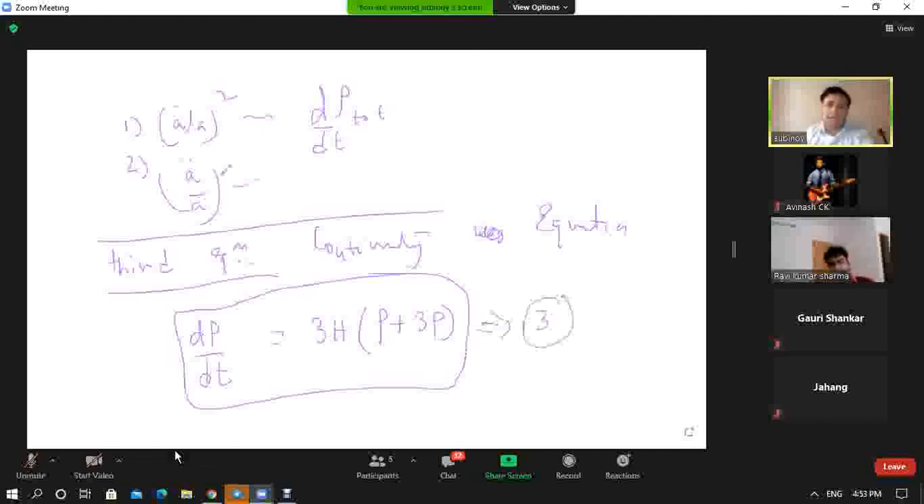So if there is a system of equations which are not independent, any two of them we can use. So sometimes we will be using these two in cosmology, sometimes we will be using these two, or sometimes we will be using these two. So this is your homework. Show that d rho dt is 3H (rho plus p).